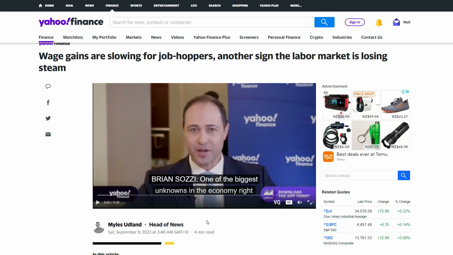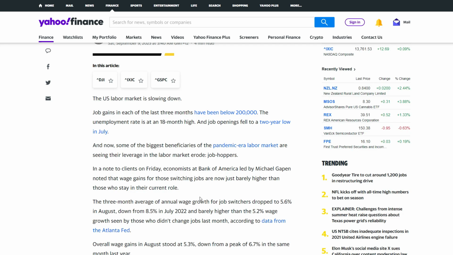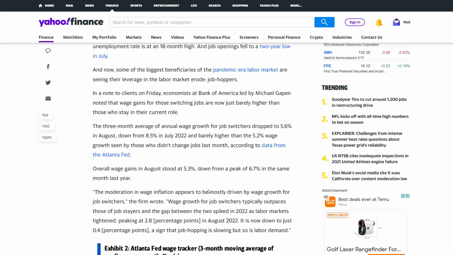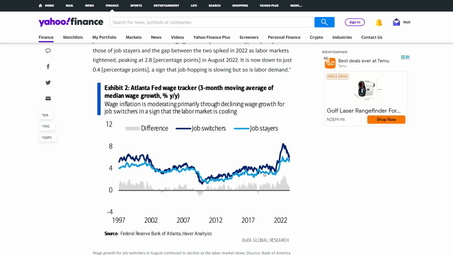And another sign we're seeing is that wage gains are slowing for job hoppers. The wage gains for those switching jobs are now just barely higher than those who stay in their current role. That had been a trend of late, especially after COVID. With switching jobs, people could often find higher pay, and that created a huge gap between people that stayed in their job. However, that's almost completely lost now.